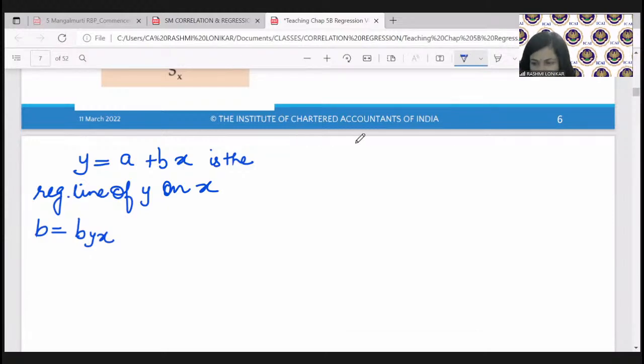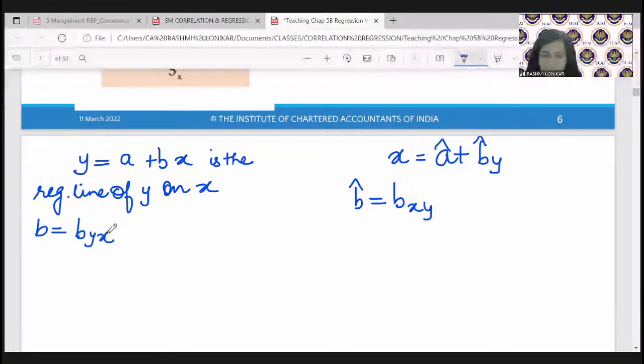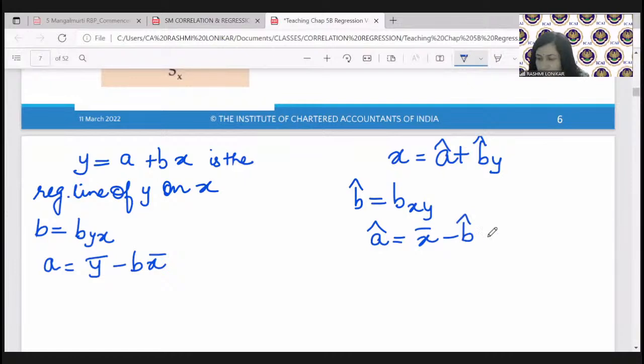Now you have the second regression, where x is the dependent variable and y is the independent variable. In that case, x is equal to a cap plus b cap y, where b cap is nothing but bxy. Here you had b y x, here you have bxy. The value of a is y bar minus b x bar, and here a cap is equal to x bar minus b cap y bar.